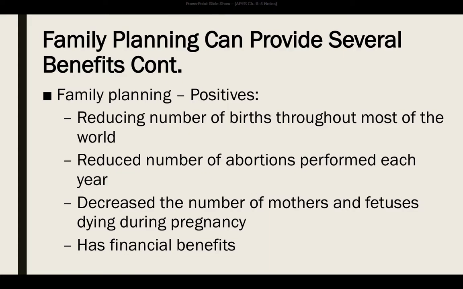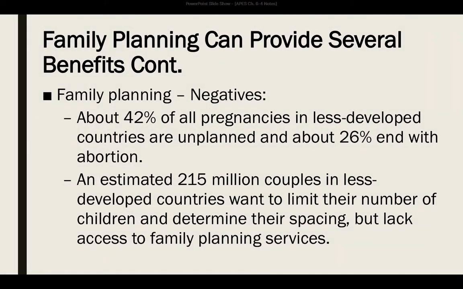Despite these successes, certain problems have hindered progress in some countries. There are 2 major problems. First, according to the UN Population Fund, about 42% of all pregnancies in less developed countries are unplanned, and about 26% end with abortion. So ensuring access to voluntary contraception would play a key role in stabilizing the populations and reducing the number of abortions in such countries.